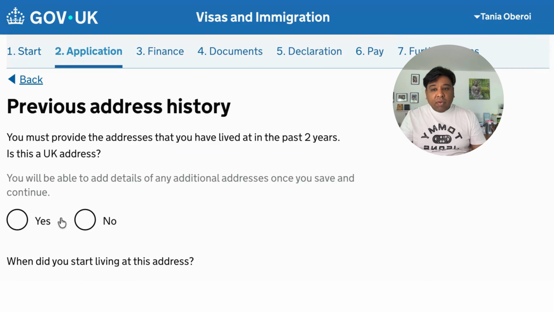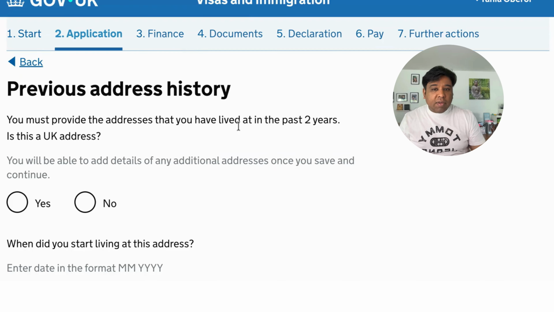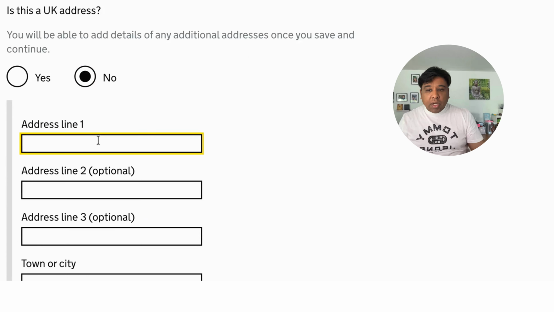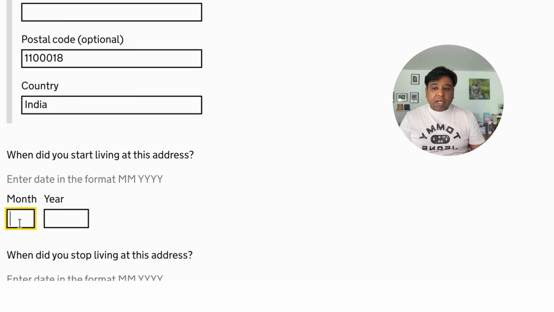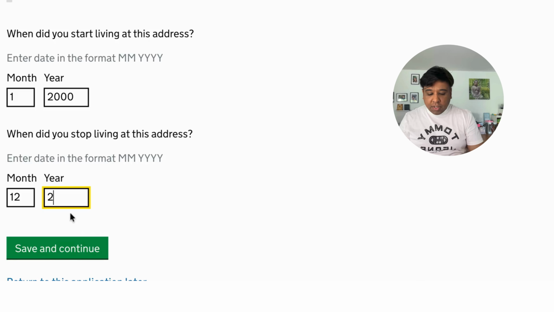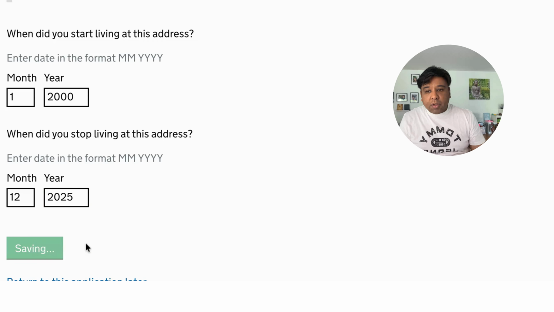Now it's going to ask you where were we living before. So you must provide addresses that you lived at in the past 2 years. You'll be able to add the details. So is this a UK address? The answer is no. So now you write your address where you used to live. So imagine you used to live in say New Delhi, 135 sector 29. And when did you start living? So imagine you were born in year 2000 and you lived till the wedding. So you lived till 2025 because from 1st of January you started living at the husband's parental home.